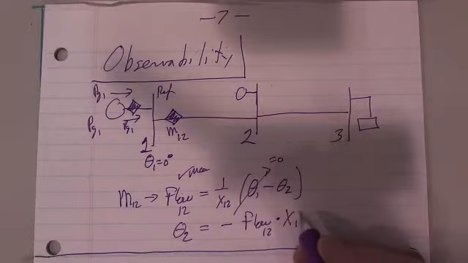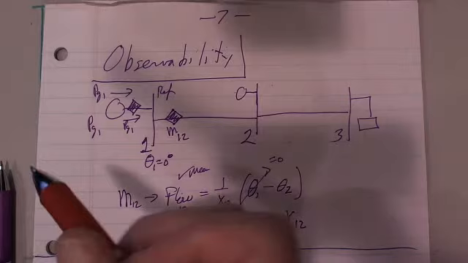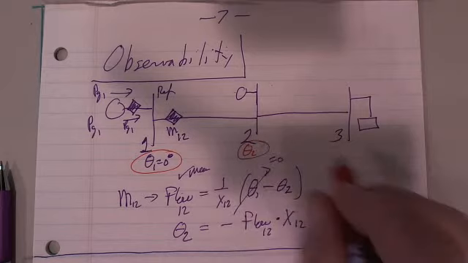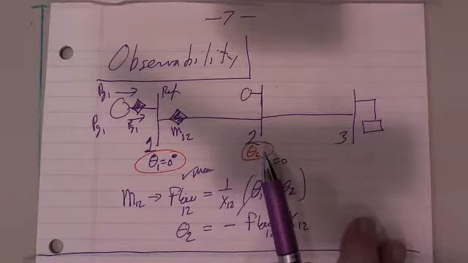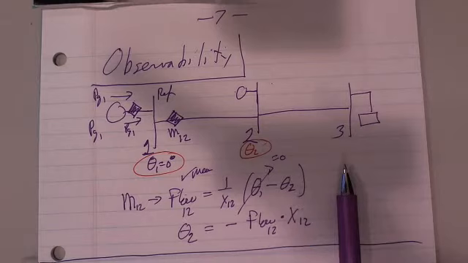So that says that I've got theta 1 and I now have theta 2. I can solve for that. The terminology is to say I observe. I can observe the value of theta 2 because I have this measurement. All that observing means is that I know what the value of theta 2 is. That's observing it.